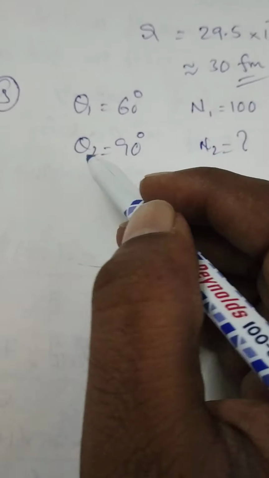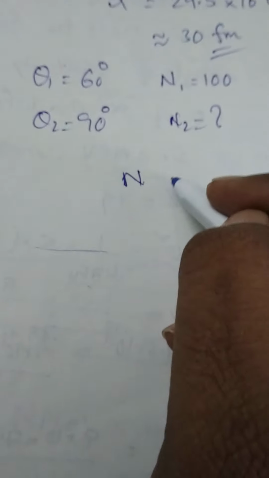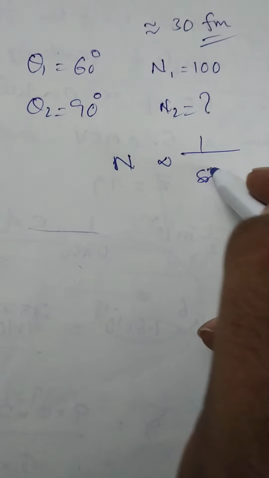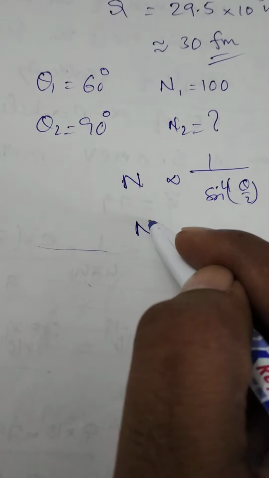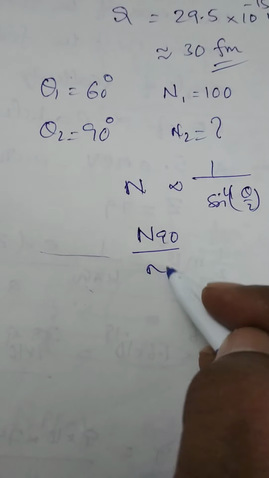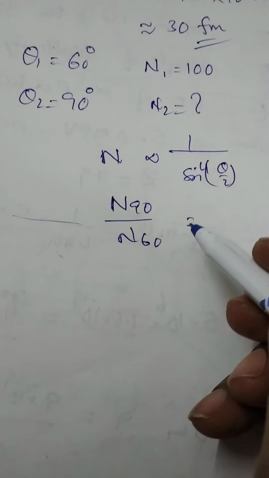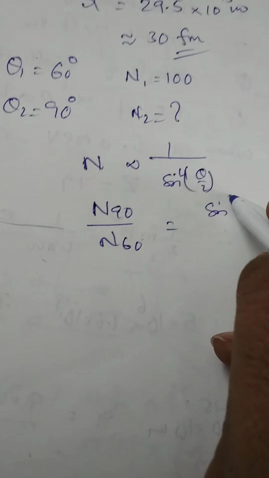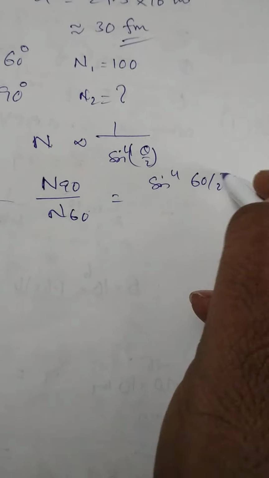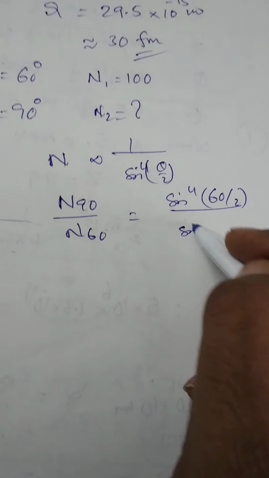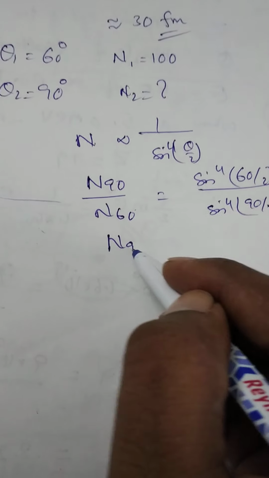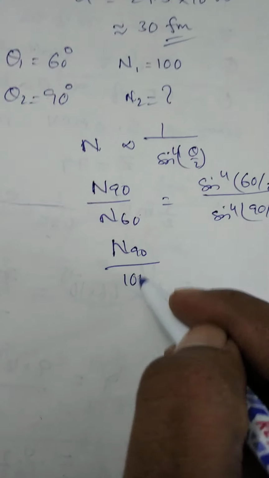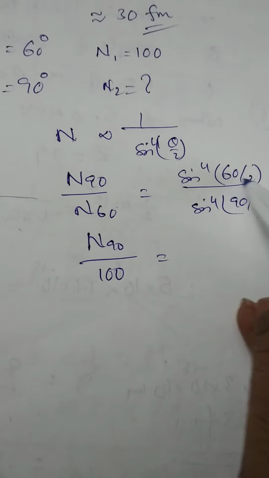Now what is the relation between the number of alpha particles scattered and the angle of scattering? You know, N is proportional to 1 by sin power 4 theta by 2. Therefore, N90 by N60 is equal to sin power 4 60 by 2 by sin power 4 90 by 2. N90 by N60 is equal to 100 into sin 60 by 2, 30.